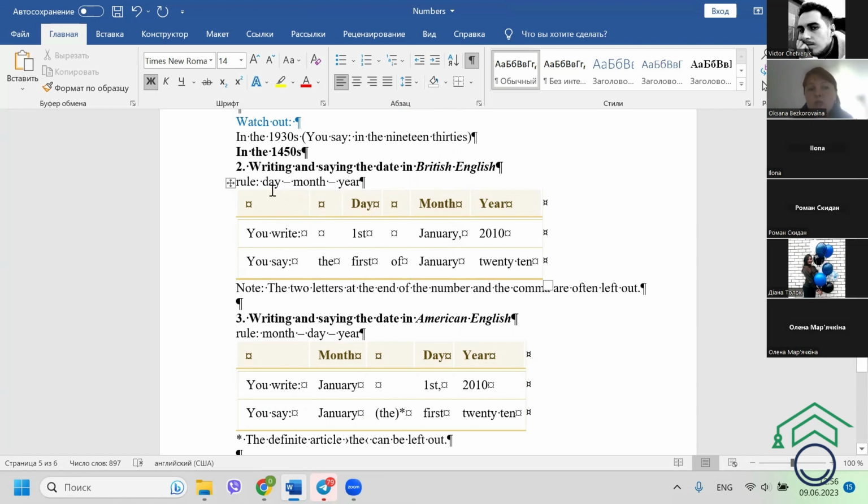In British English, they usually say the day first, then month, and then year. Yeah? The written variant. And we say it as the 1st of January 2010. Тобто на письмі ми не вживаємо артикль the і не вживаємо of. Але коли промовляємо, the 1st of January 2010.